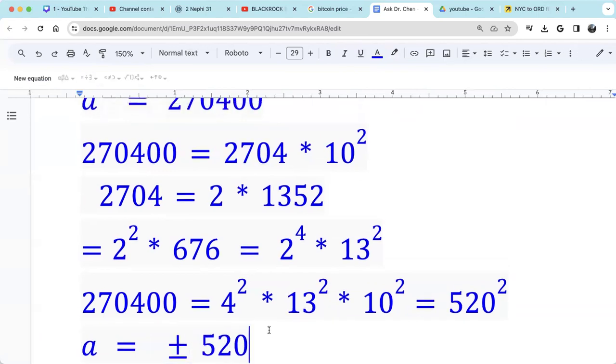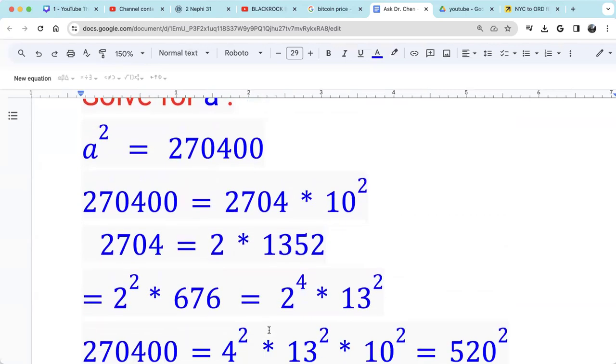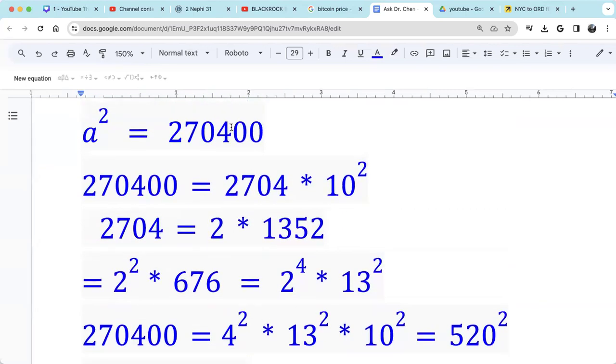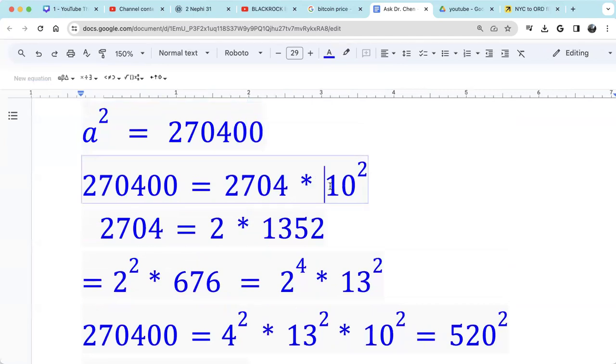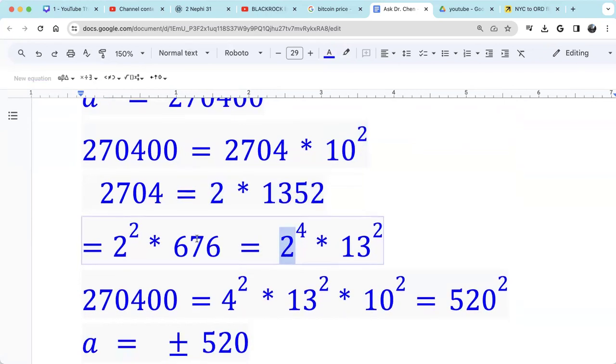Right. So the trick to solve these kinds of problems is just trying to find a square. So we go with the easy one first. We see 2 zeros, that's 100. So we split it into 2704 multiplied by 100, which is 10 squared. So we find 1 square. Then we see 2704 is an even number, so we divide by 2. Then 1352 is an even number, so we keep dividing by 2 until it becomes an odd number. So 169 is an odd number, and 169 is 13 squared.